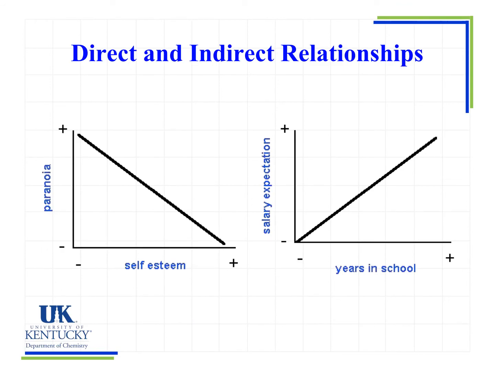So before we look at gas laws, what we want to look at are direct and indirect relationships. These two graphs are just examples and they're not necessarily based on real data. They were just examples illustrating this point. What we see in the graph on the left is that as self-esteem increases, paranoia decreases. This is known as an indirect or inverse relationship. As one thing went up, the other thing went down. We could show this as P is proportional to 1 over S. So paranoia is proportional to the inverse of self-esteem because it's an inverse relationship.